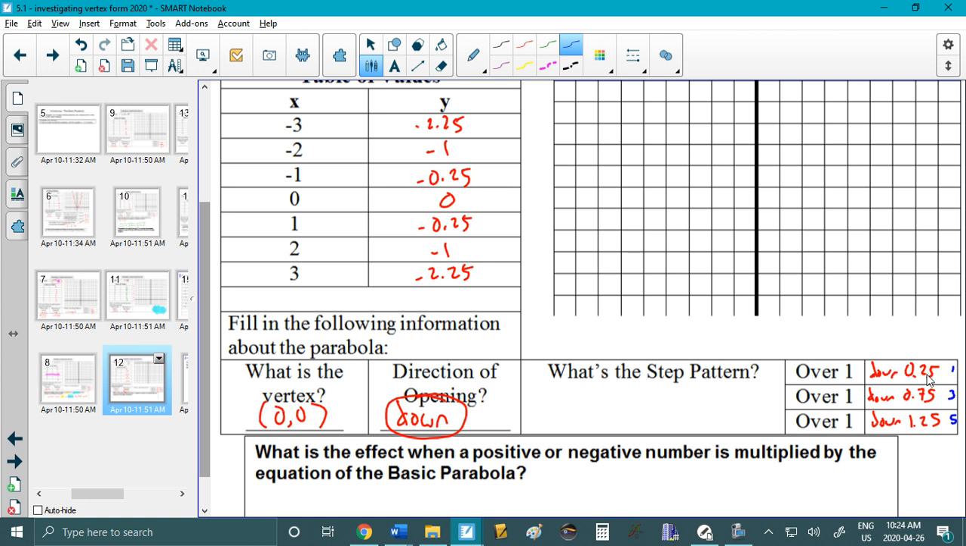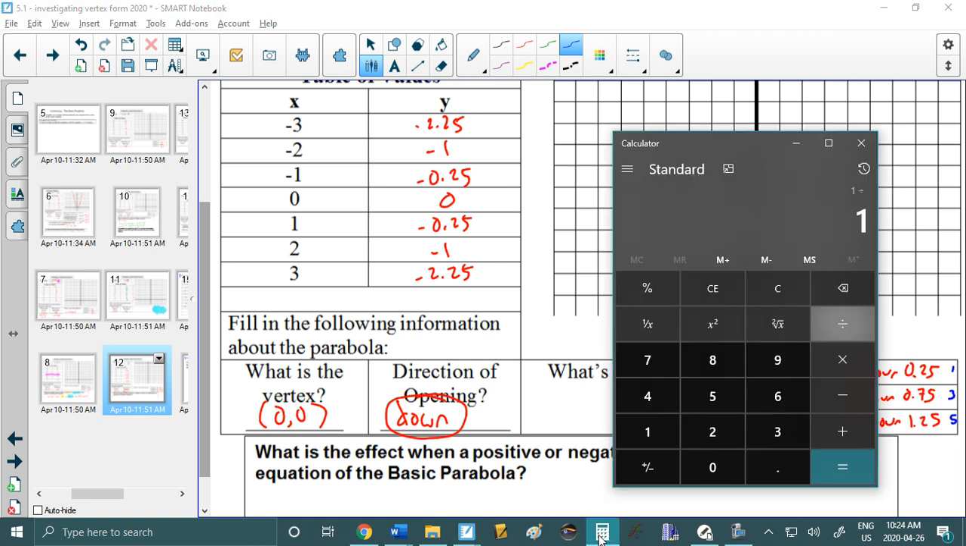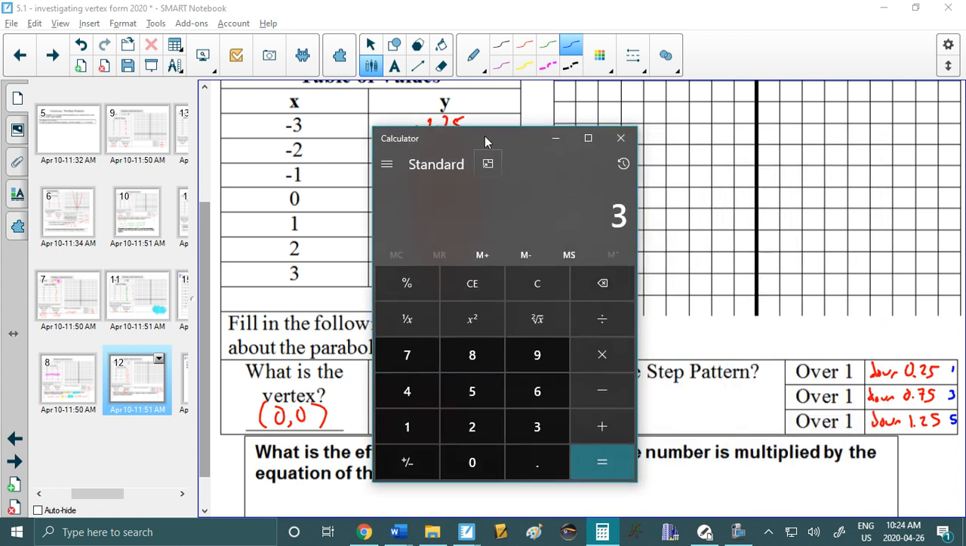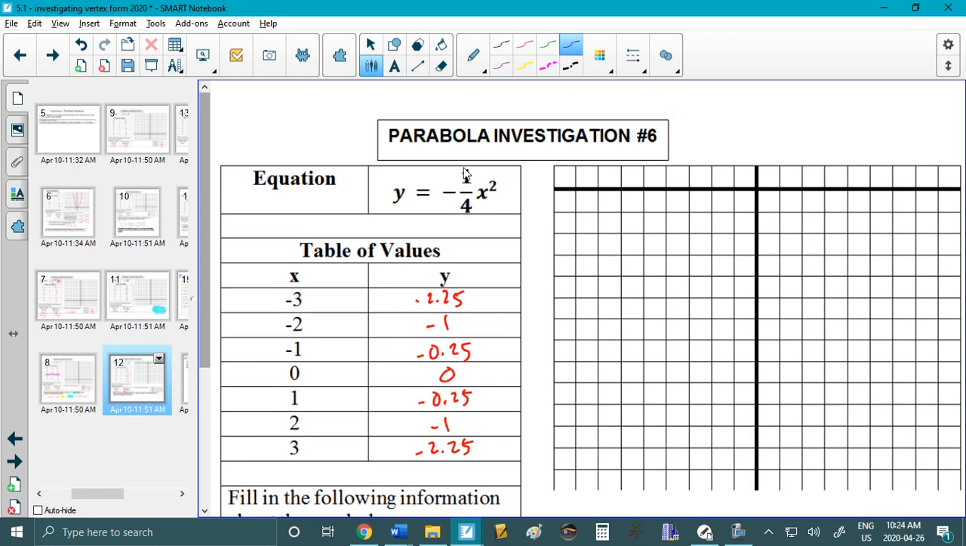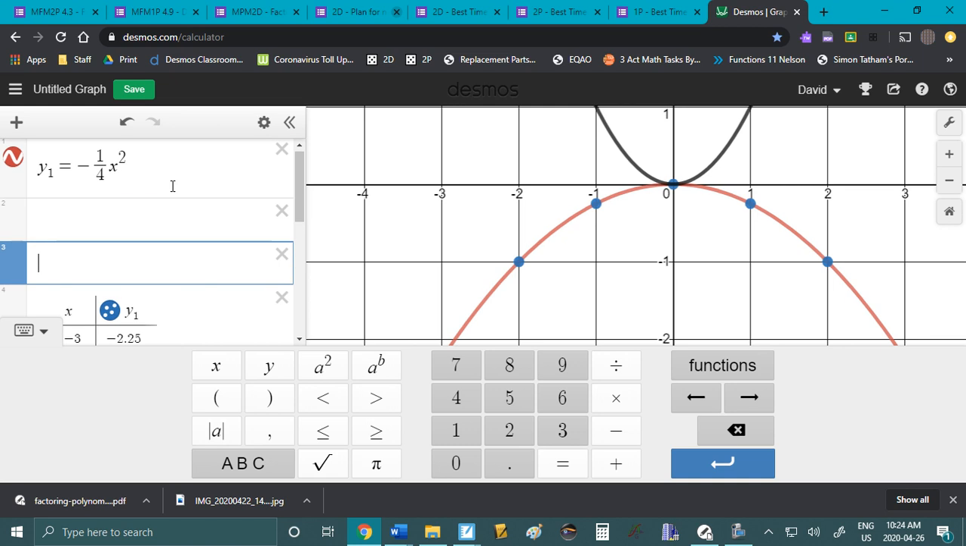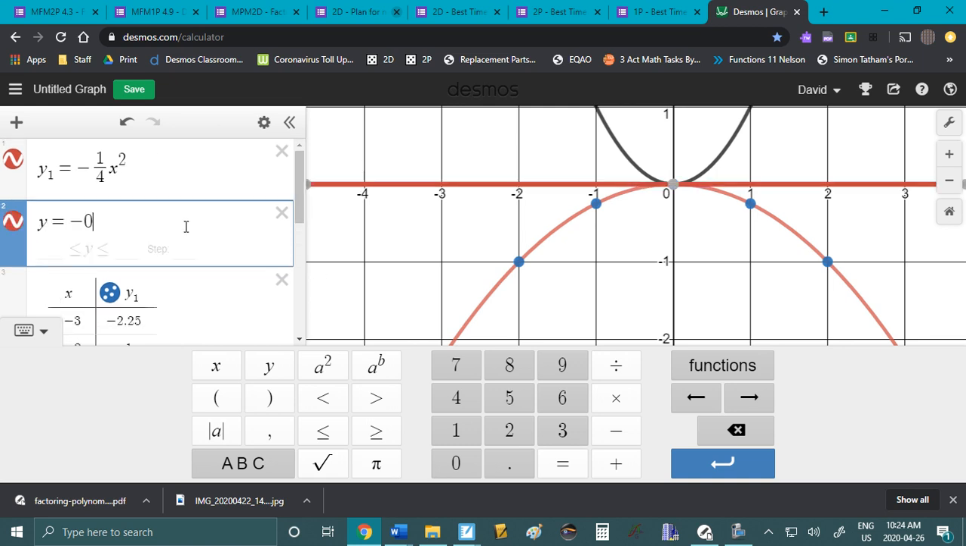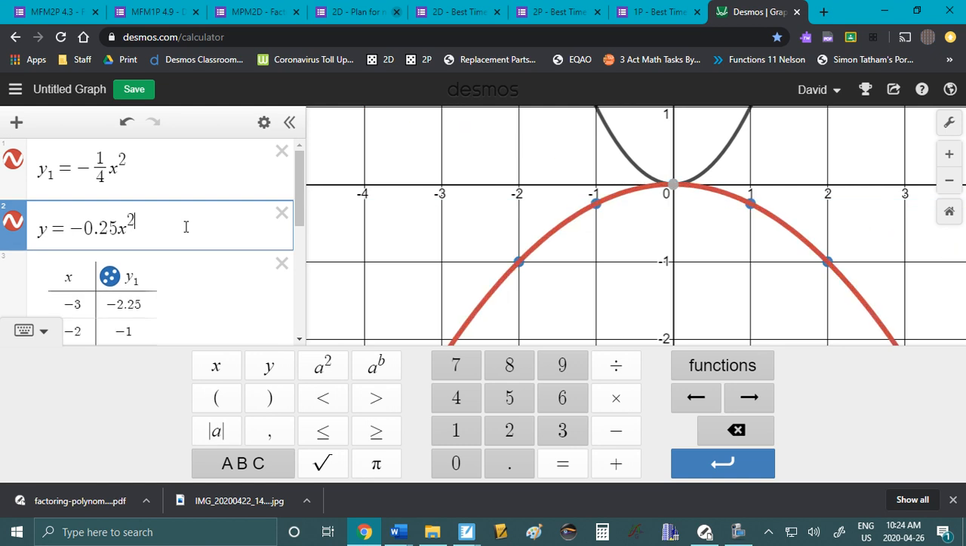So how do I turn 1 into 0.25? Well, if I do 1 divided by 4, I get 0.25. I wonder, if I do 3 divided by 4, I get 0.75. And if I take 5 and divide it by 4, I get 1.25. Now if you look at our new a value, it's negative 1 over 4. Some of you might realize that negative 1 over 4 is the same as negative 0.25.